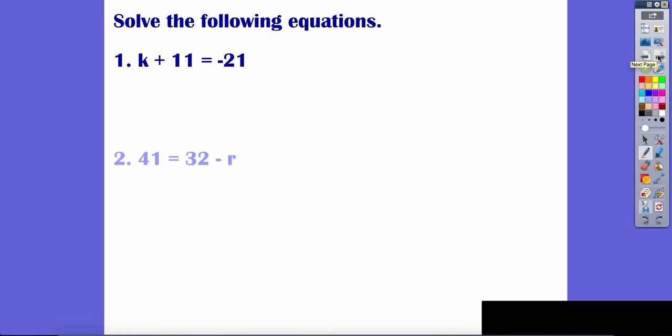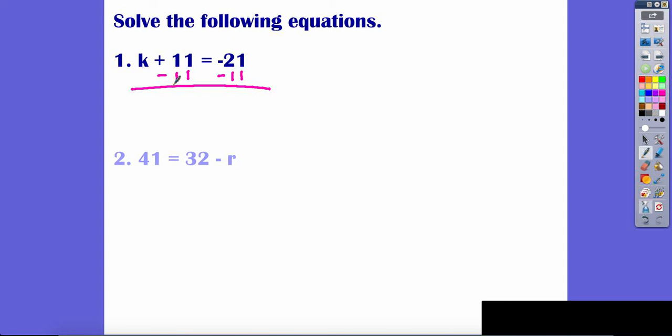The first one here: k plus 11 equals negative 21. In words, what this is saying is, what number plus 11 would equal negative 21? Maybe you can do that in your head, but we have these addition and subtraction properties that are going to help us. If I want to get k by itself, right now 11 is being added to it. I want that 11 to go away. I want it to become a 0 because I know that k plus 0 is k. So that is why I am going to subtract 11, and whatever I do to one side, I need to do to the other side to keep everything in balance.